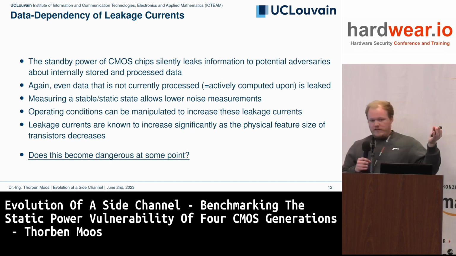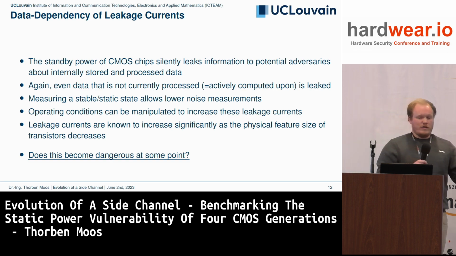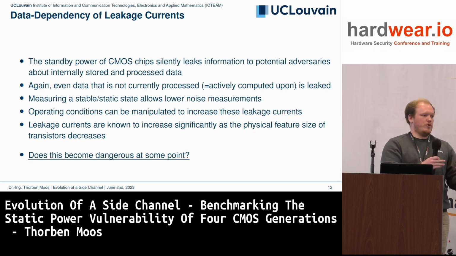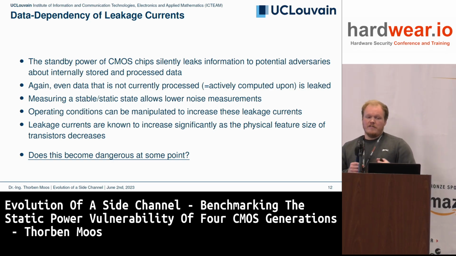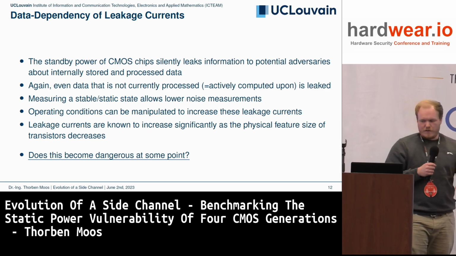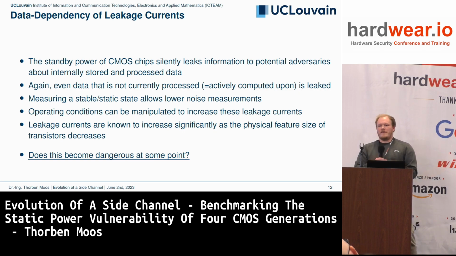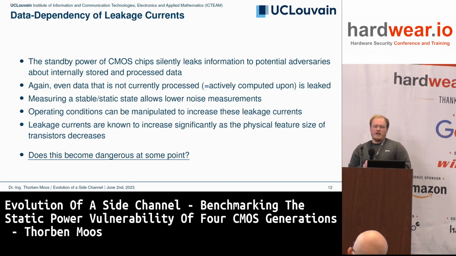To summarize that a bit, the static power consumption of CMOS chips silently leaks information about the internally stored values. So that means even values which are just stored in flip-flops and are input to some logic gates and are not even currently processed, so the device can be completely idle, they are leaked. And if I have this as a stable state and I can measure that for some time, then I also get very low noise measurements because it's a static effect that I sample. I don't have to rely on the instantaneous description of a transistor switching, but I have a stable effect, so I can get quite low noise measurements.